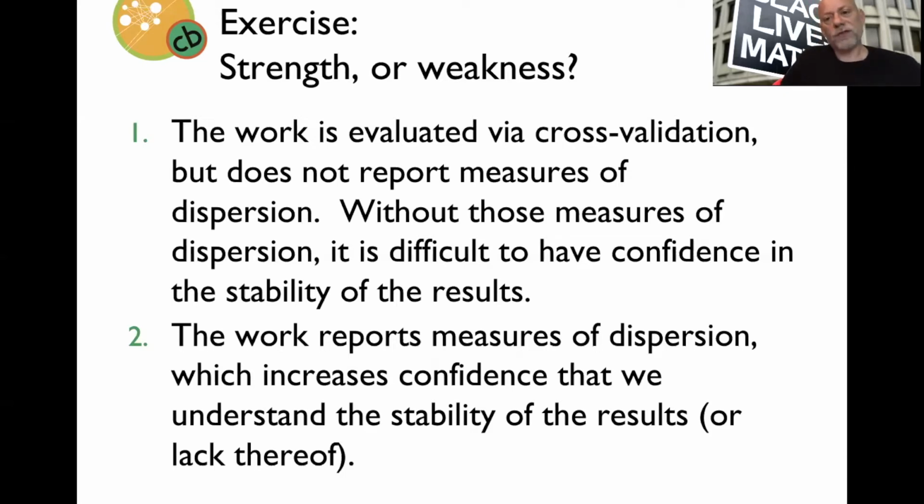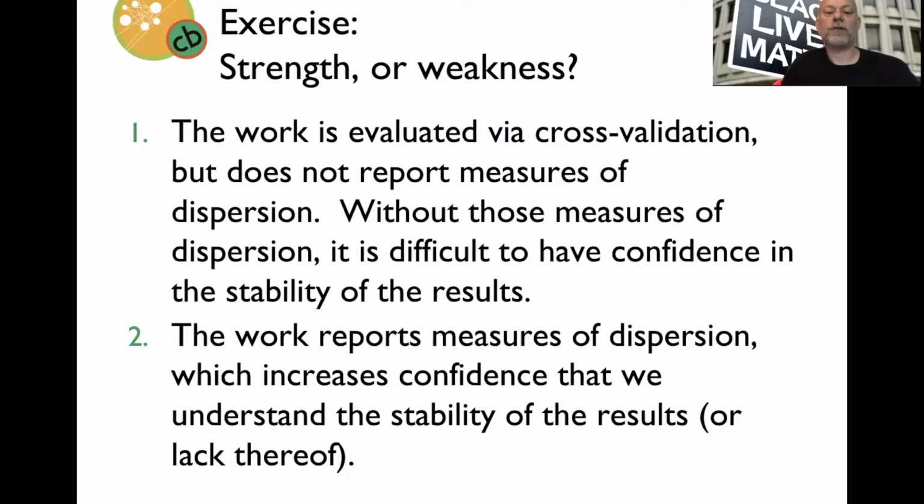So you've paused your video and thought about that for a moment. Let's talk about the first one. Here's what it says. The reviewer has written, the work is evaluated via cross-validation, but does not report measures of dispersion. Without those measures of dispersion, it is difficult to have confidence in the stability of the results. Well, clearly, the reviewer is describing a weakness here. What I like about the comment that the reviewer has written is that they're explaining why this is a weakness.